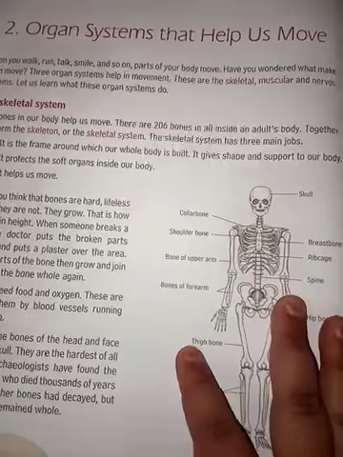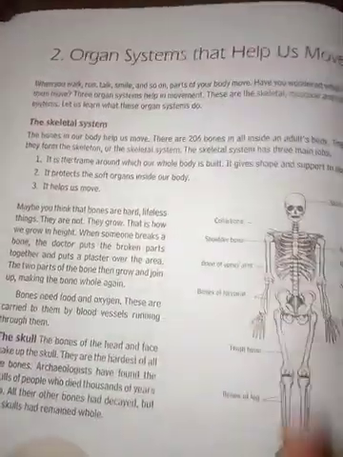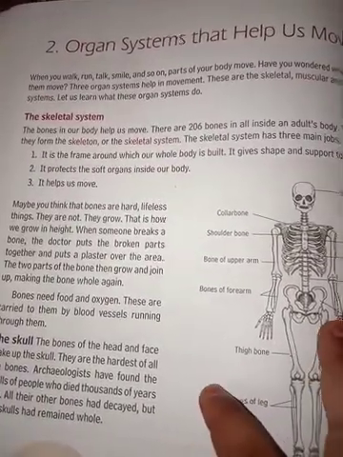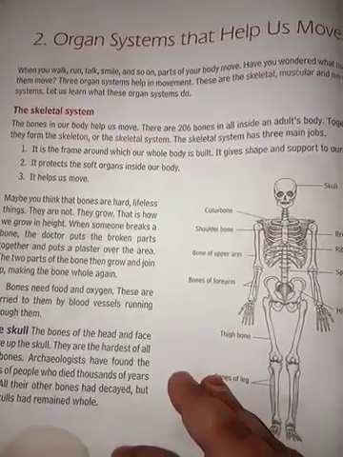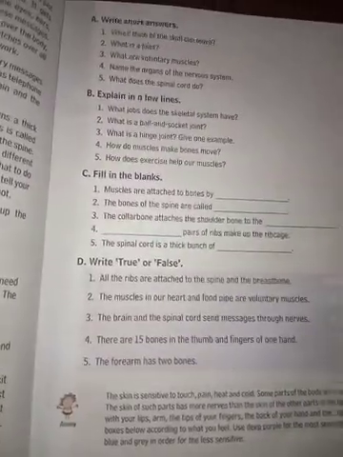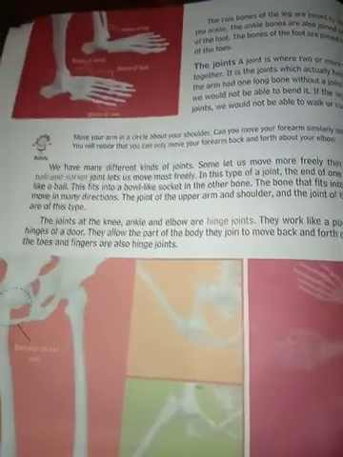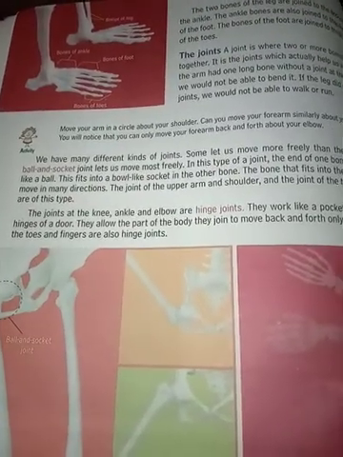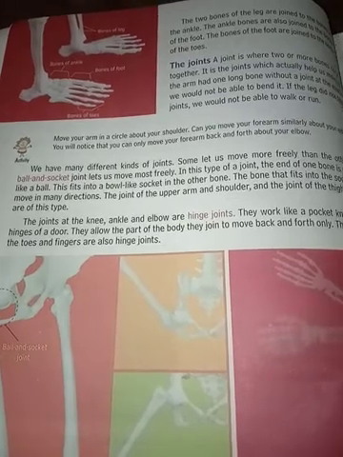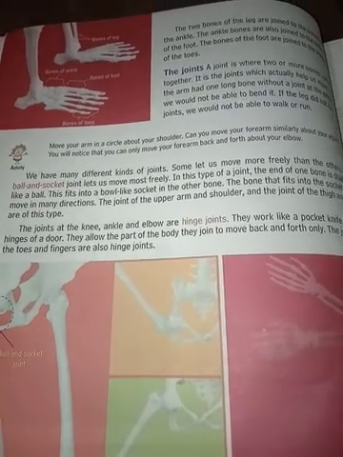So the answer will be: the skeletal system gives shape and support to our body. It protects the soft organs inside our body. It helps us to move. What is a ball and socket joint? The joint which lets us move most freely is called a ball and socket joint.